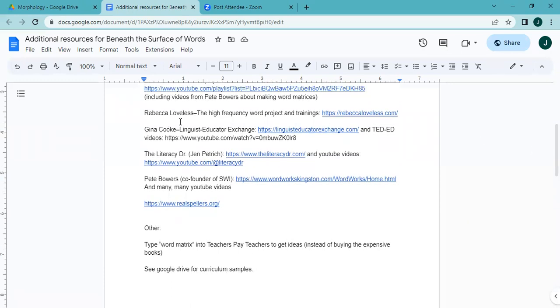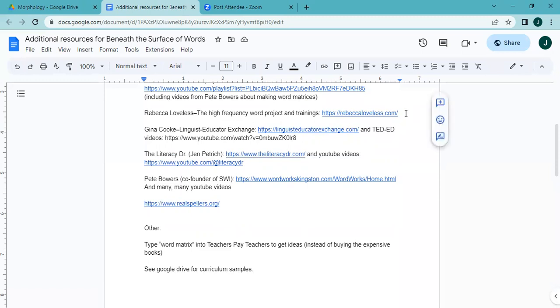Okay, Rebecca Lovelace, I took a class from her. So she has trainings about how to implement this, and she has trainings even for various grade levels. So I took a general one, it was $150 last summer, but she also has specific trainings for those who teach younger kids and things like that. So you can go to her website there.